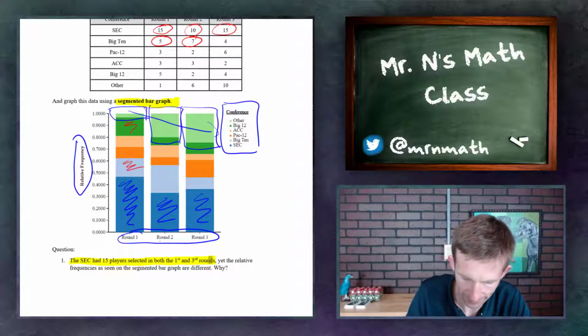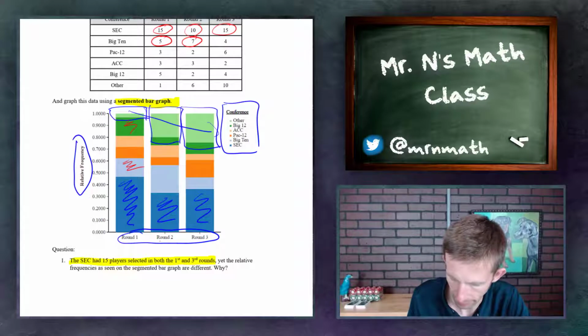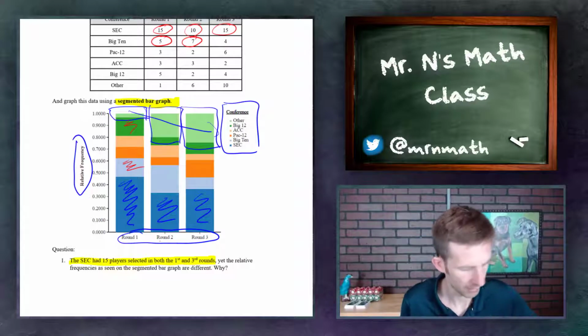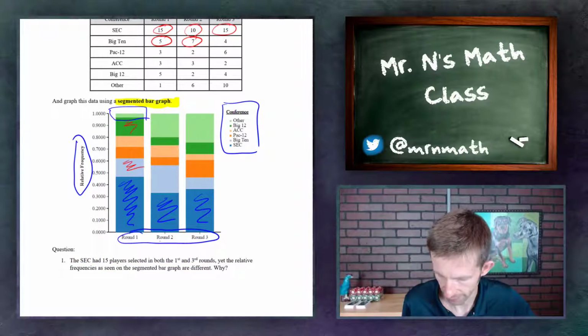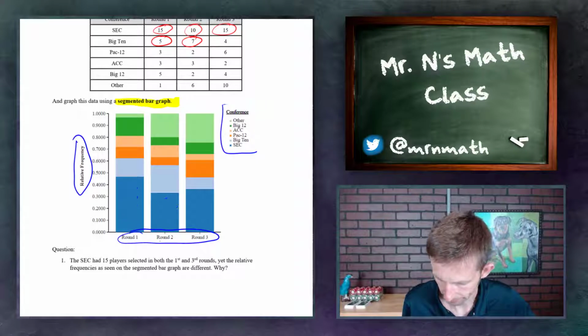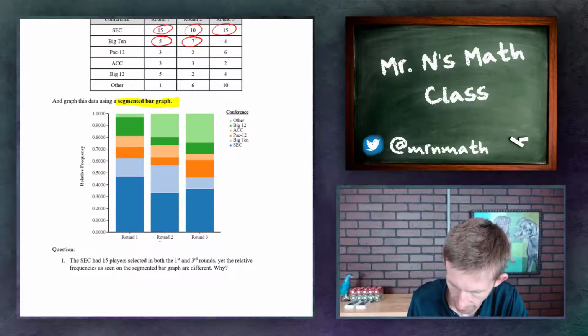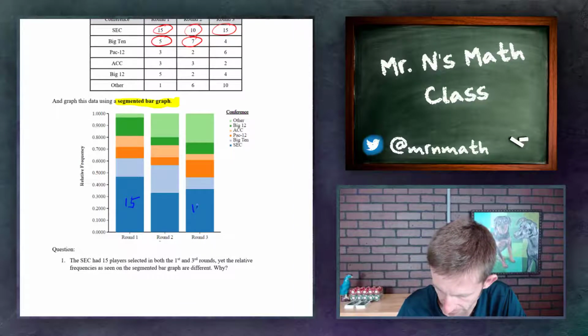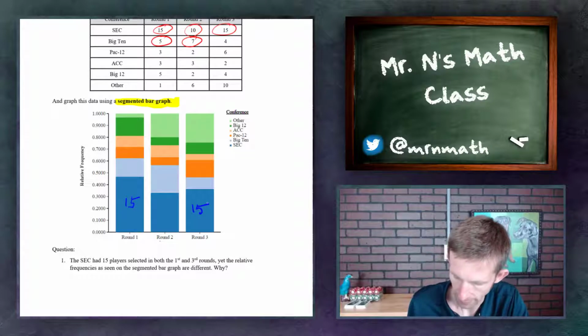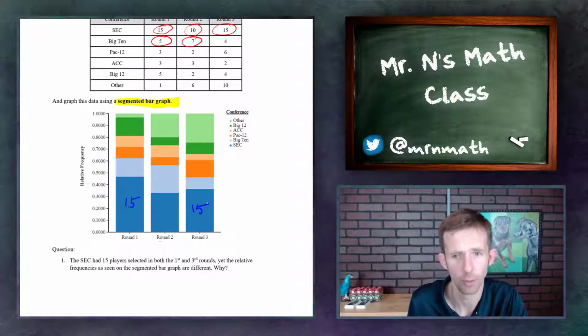So here's what this is asking. It's saying in the first round, let me get rid of some of this text here. Okay, so in the first round, this represents 15 players, and this represents 15 players. Yet the relative frequencies are different. So why is that the case? That's the case because the first round and the third round had a different number of players chosen.